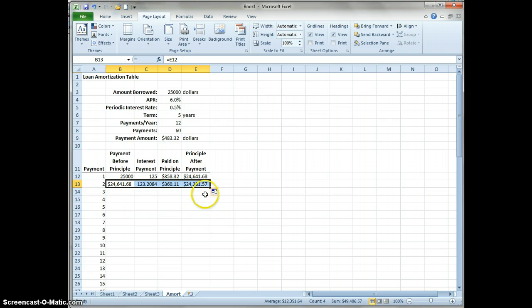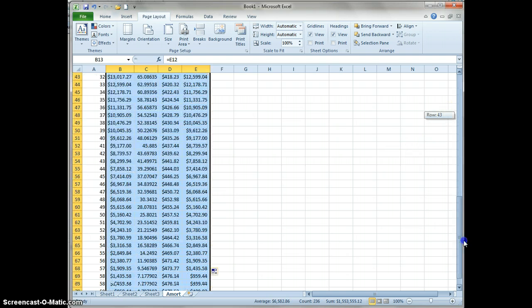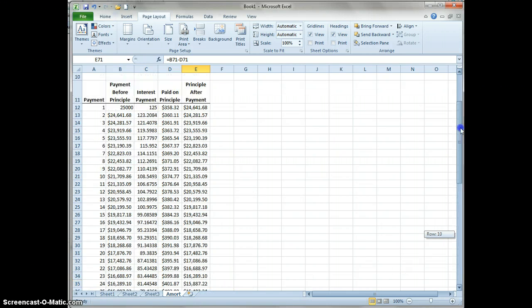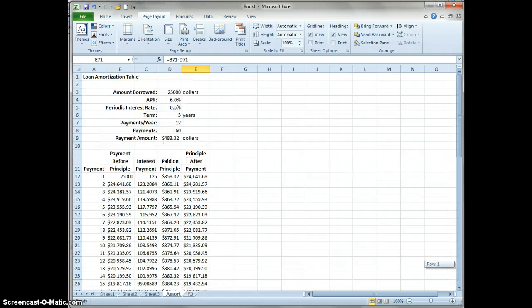Now, a quick way to do that is just double click on the fill handle with your mouse, and Excel will fill in the values all the way down through the number of payments. Notice our last value in that column, the principal after payment column, is 0, which means we've paid off the loan. This is the basics of creating a loan amortization table.